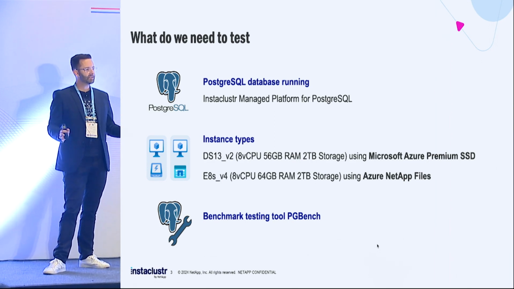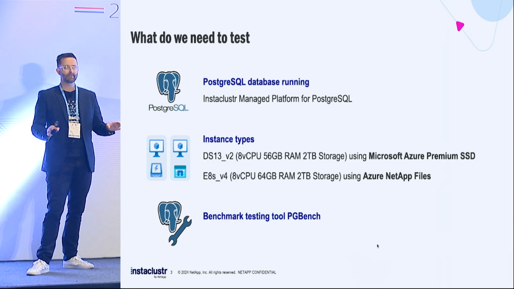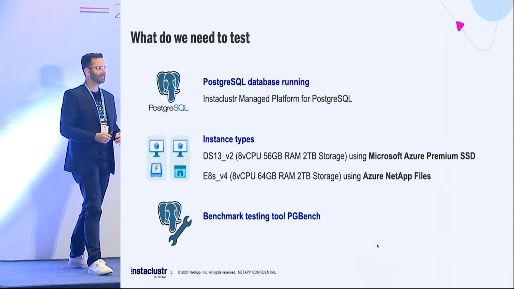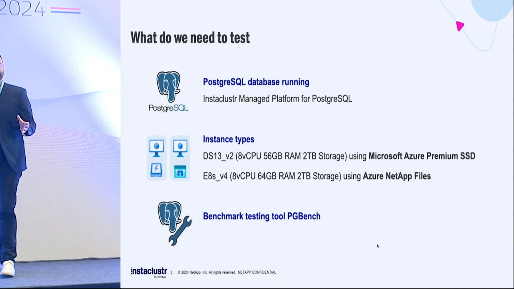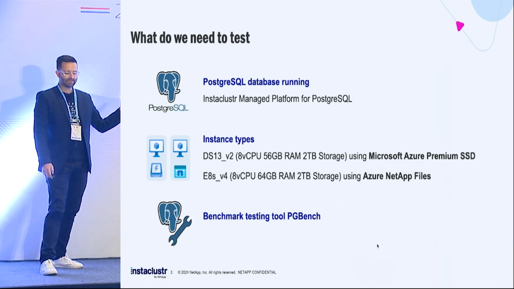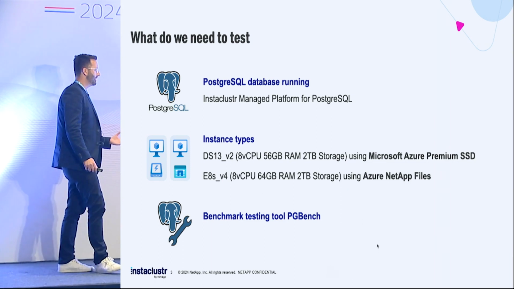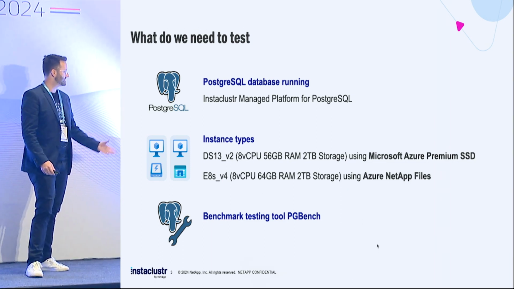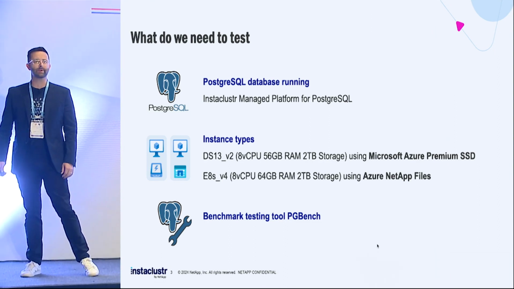Has anyone heard of Azure NetApp Files? Anybody know what that is? Great. Perfect. I'll hopefully be able to learn a little bit from this talk. We're going to use PGBench to do some testing. I'll talk through what we're doing. Pretty similar configurations, 2 terabytes on each instance type, roughly about 56 or 64 gigs of RAM, 8 vCPUs for each of the different instance types that we're going to test with.